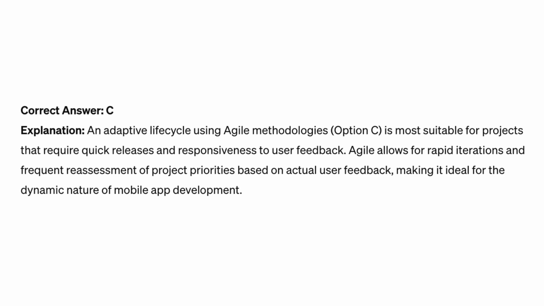Correct answer C. Explanation: an adaptive lifecycle using agile methodologies. Option C is most suitable for projects that require quick releases and responsiveness to user feedback. Agile allows for rapid iterations and frequent reassessment of project priorities based on actual user feedback, making it ideal for the dynamic nature of mobile app development.